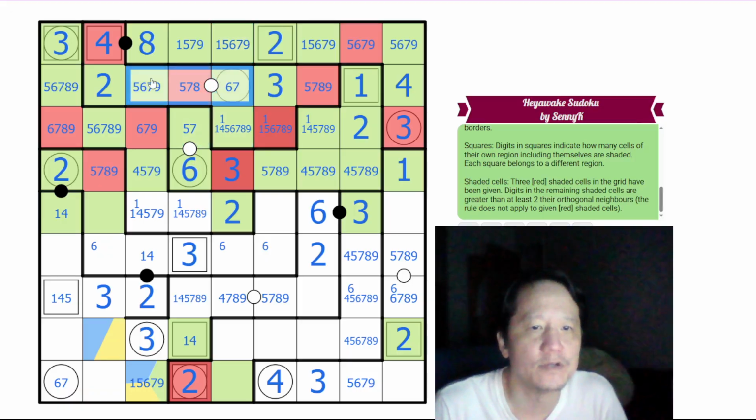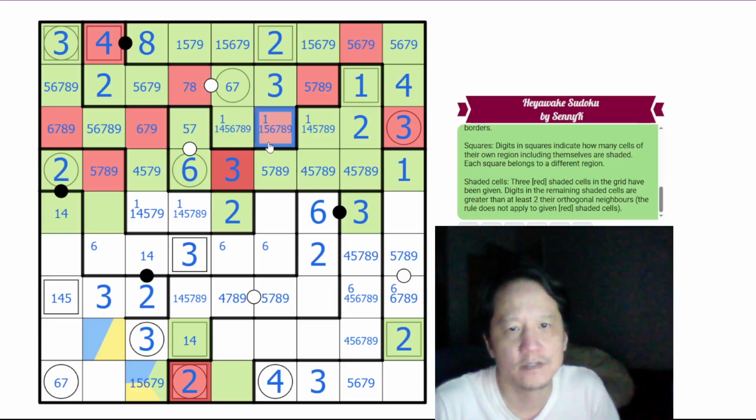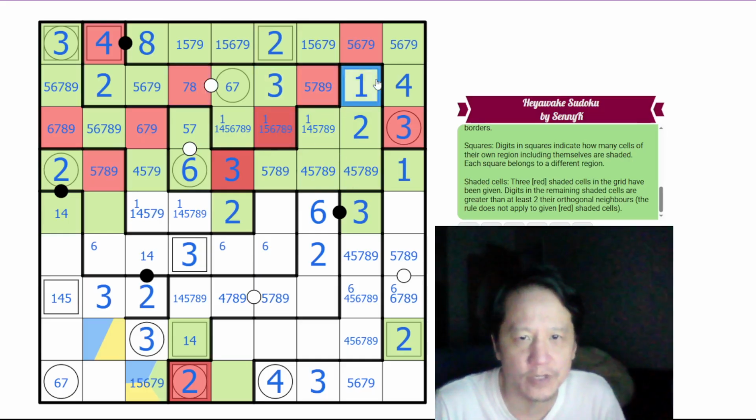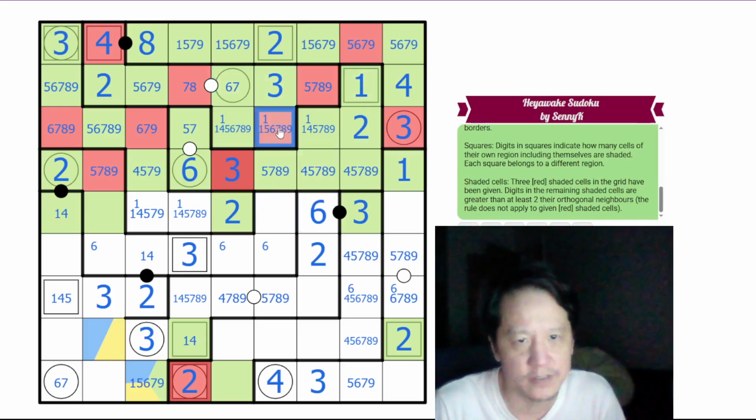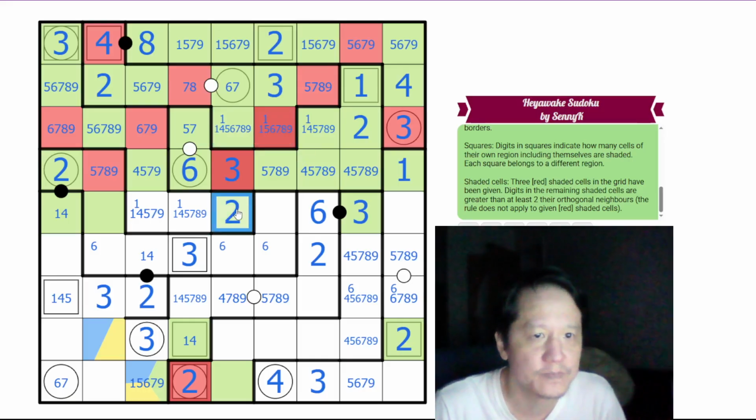This must be greater than 3 cells. It could be 1 here, but it cannot be 5 here. If this is 5, these are not less than it. This is not less than it. So this is already greater than both of these, so that's fine. This is given, so we don't know what that is.